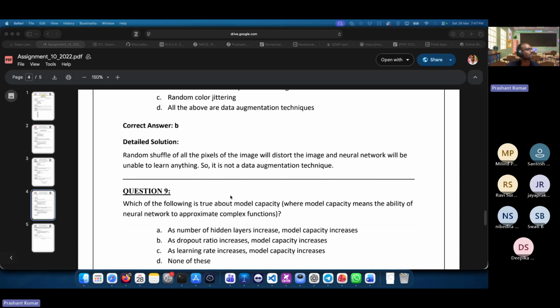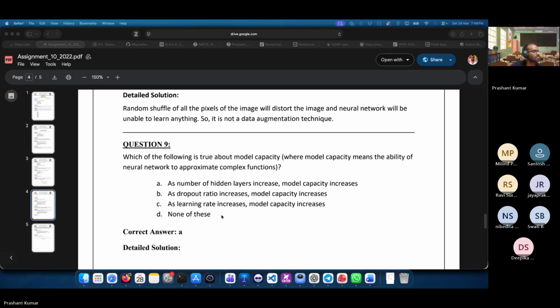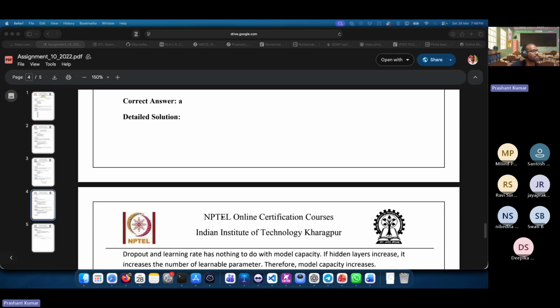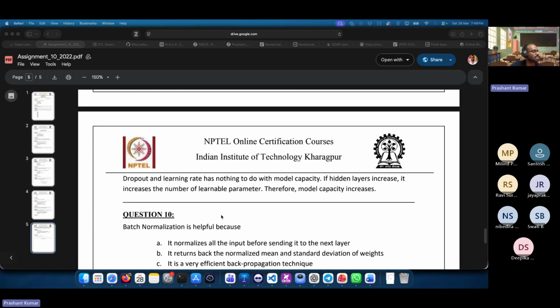Let's see question number 9. The capacity means the ability of the neural network to approximate the function. Option A, as dropout ratio increases, capacity decreases. As learning rate increases, capacity increases. Option A should be correct, right? Yeah, it is correct. No confusion, right? Last question.